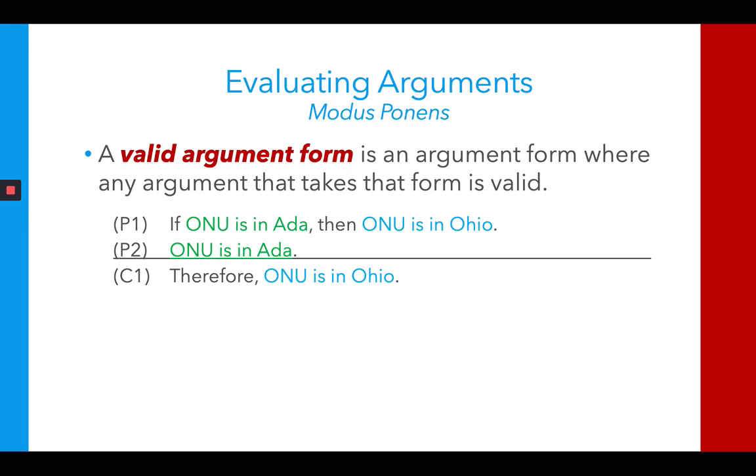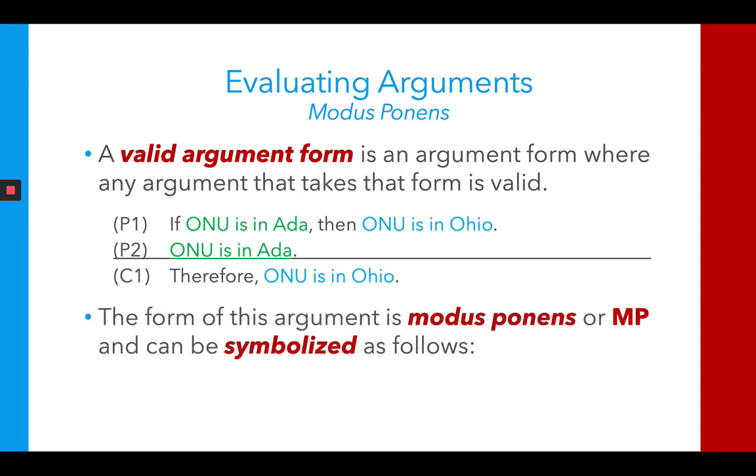Again, whether or not these claims are true is irrelevant. It's just that structure. If it's true that being in Ada guarantees being in Ohio, and if it's true that Ohio U is in Ada, then we can know some further thing, that Ohio U is in Ohio. Now the form of this particular argument is modus ponens. We're going to symbolize it MP.